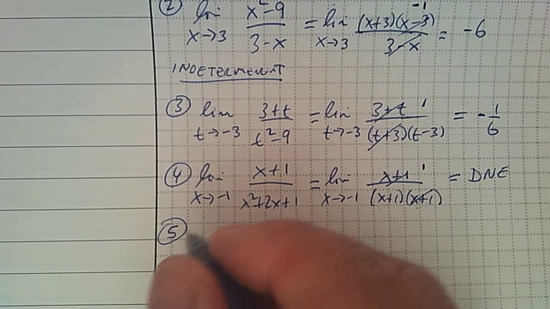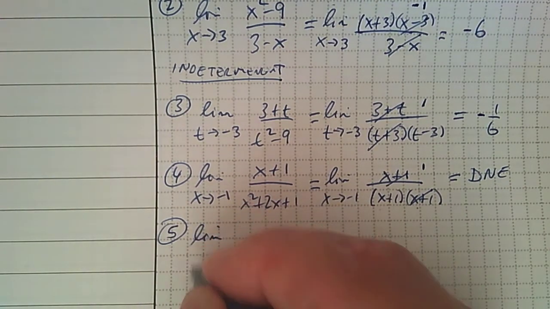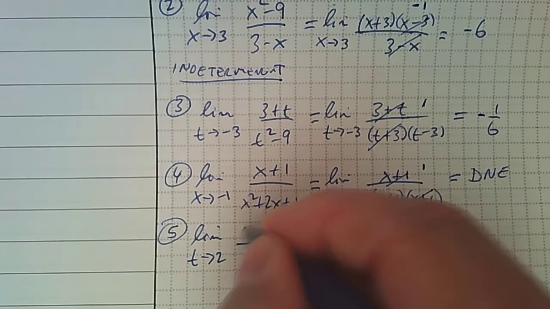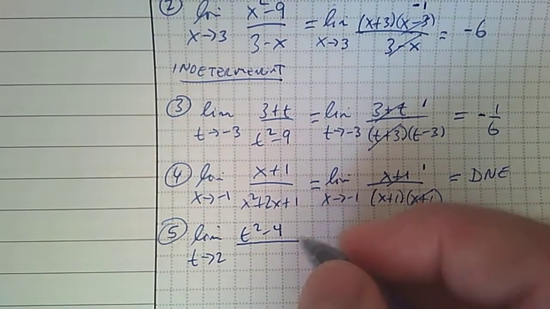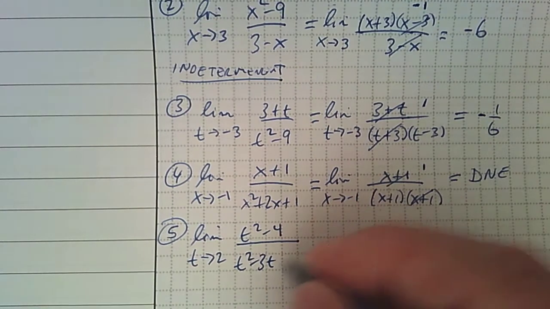Number 5. Press pause and write down the question and do your best. That's how you're going to learn. The limit as t approaches 2 of t squared subtract 4 over t squared subtract 3t plus 2.